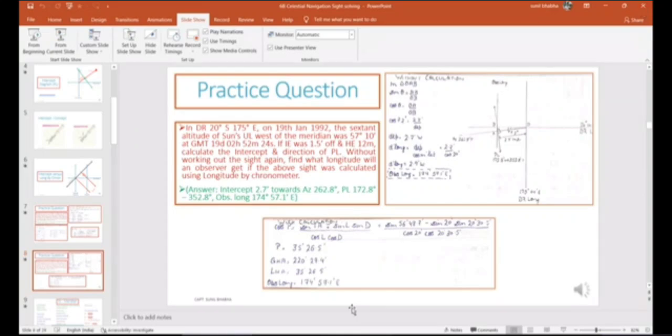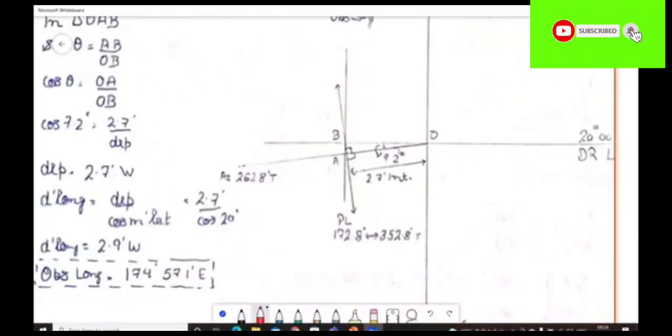Okay, sir. Okay, give me a minute, beta. मैं whiteboard पे ये diagram को बड़ा कर देता हूँ. This is the triangle which we are seeing, beta.